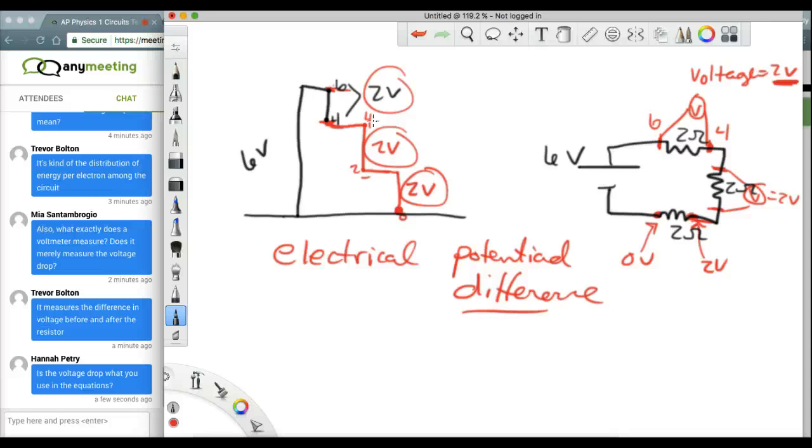Yes, Hannah. All we care about when we use Ohm's law, V equals IR, is the voltage drop across that resistor. I'm never going to use that 6 or 4. I'm going to use the difference between those. So it's good to conceptually understand that that potential is 6 and that's 4, but what we're going to use in our equations is the 2 volts, which is equal to the current times the resistance. So I could figure out that the current here would then be 1 amp. Very good question, Hannah.